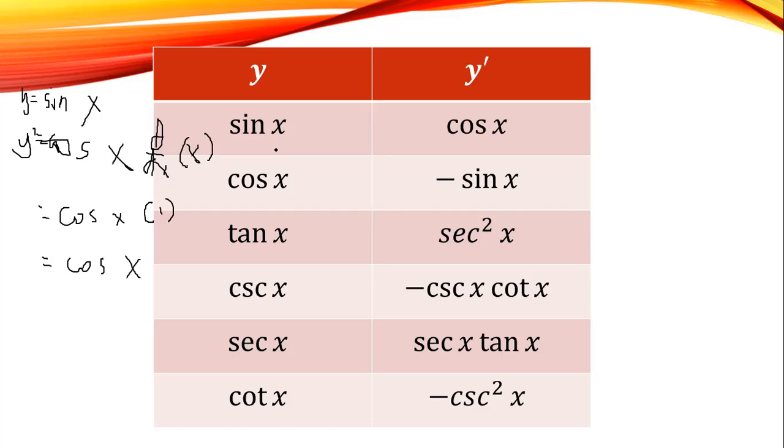The derivative of sine is equal to cosine. The derivative of cosine is equal to negative sine. The derivative of tangent is equal to secant squared x. The derivative of cosecant x is equal to negative cosecant x cotangent x. The derivative of secant x is equal to secant x tangent x. The derivative of cotangent x is equal to negative cosecant squared x.